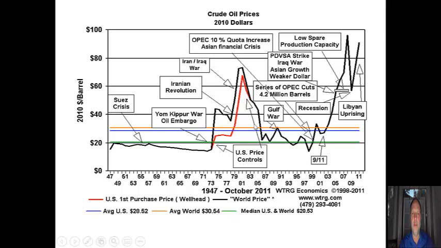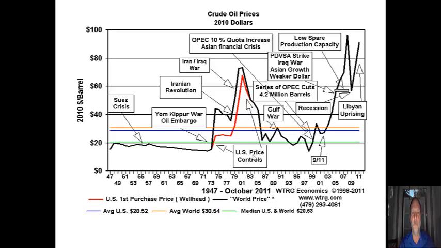The black line is the world price of oil. The red line is the U.S. price of oil. After defaulting on the Bretton Woods Agreement, the gold standard in the early 70s, Richard Nixon imposed price controls. He abandoned most of those within a year, but the price control on oil lasted from the Nixon administration all the way up to the Reagan administration. Ronald Reagan got rid of it finally, and it caused a lot of problems, as most price controls do.